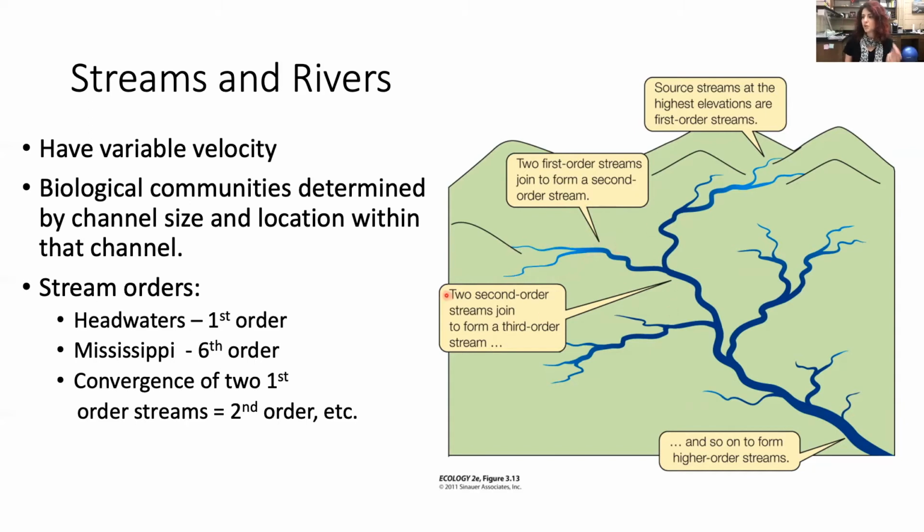You'll have two second order streams that join together to form a third order stream, so on and so forth, until finally, for example, you reach the sixth order, like the case of the Mississippi River. So the convergence of two first order streams is second order. The convergence of two second orders makes the third order, so on and so forth.